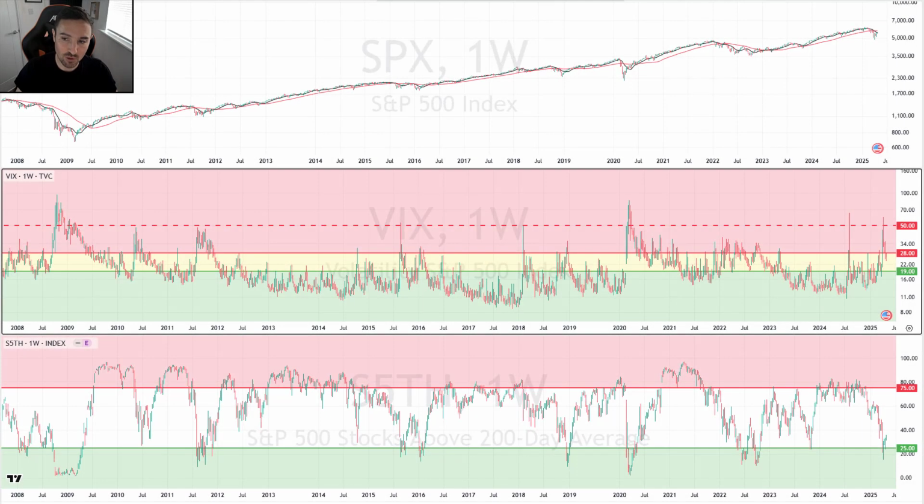So let's now bring in volatility as well, because again, it's never just one thing. What we've got here is three charts. We've got the S&P 500 on the weekly chart going back to 2008. We've got the VIX on the weekly chart, which is the volatility of the S&P 500, going back to 2008. And then, like we were looking at with the first couple of charts, the S5TH, that is the S&P 500 percentage of stocks above their 200-day. Remember, that's going to be in percentages, 25%, 75%.